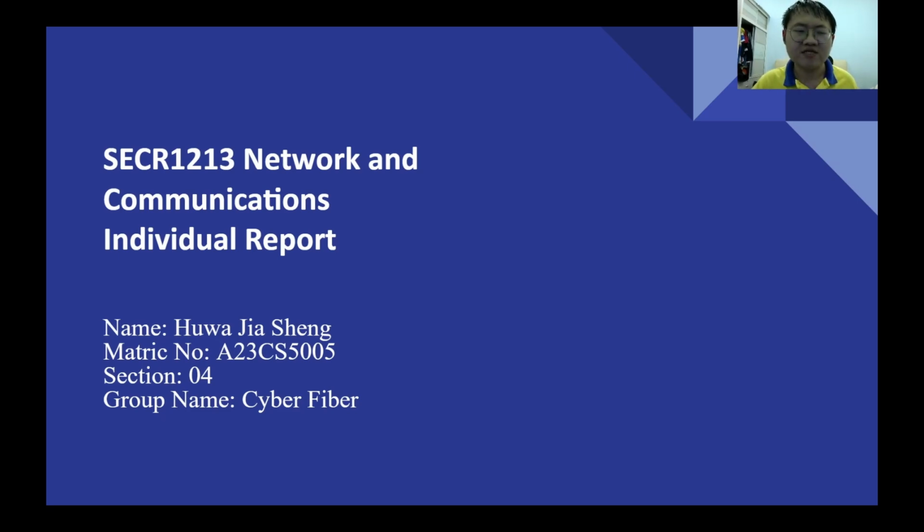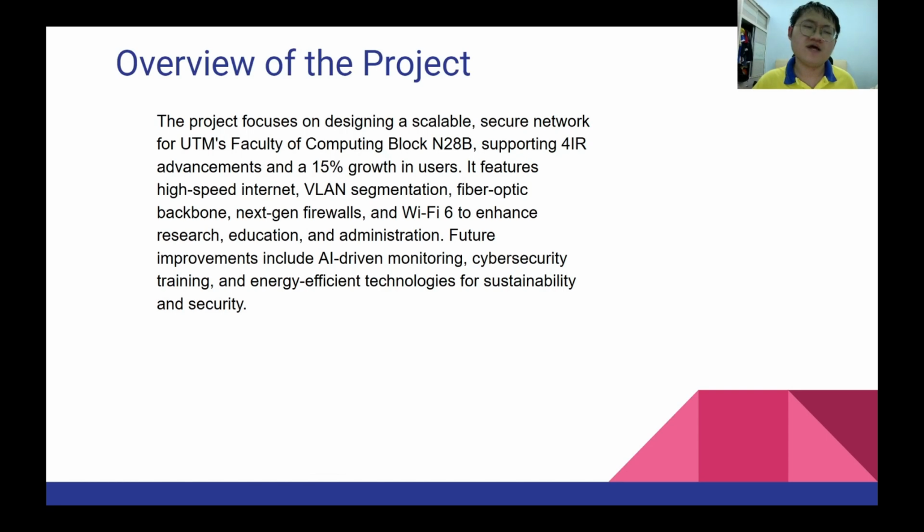Today I'd like to talk about my network and communications individual report. So now I will start off with the overview of the project. For our project, it focuses on designing a scalable, secure network for UTM's Faculty of Computing, Block N28B, supporting 4IR advancements and a 15% growth in users. It features high-speed internet, VLAN segmentation, fiber optic backbone, next-gen firewalls, and Wi-Fi 6 to enhance research, education, and administration. Future improvements include AI-driven monitoring, cybersecurity training, and energy-efficient technologies for sustainability and security.